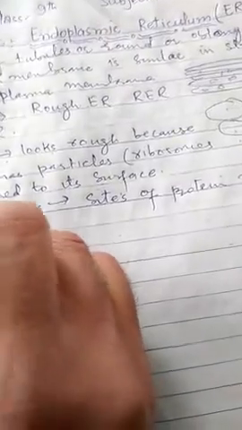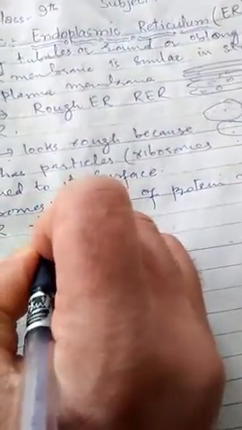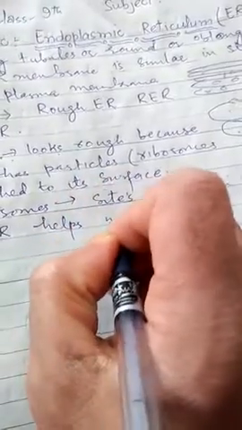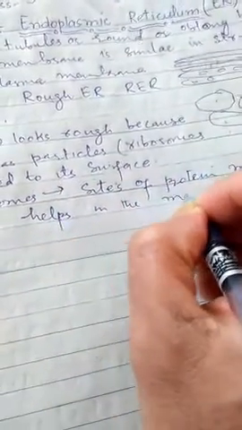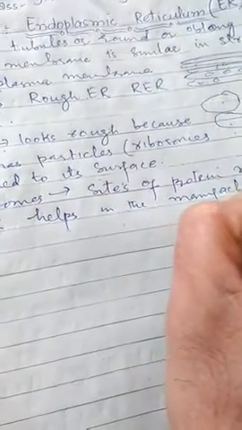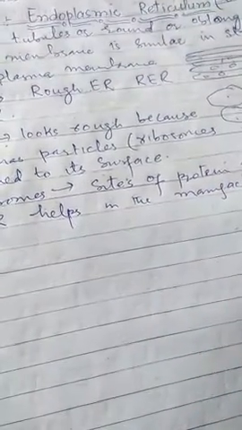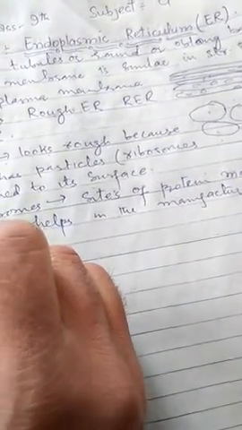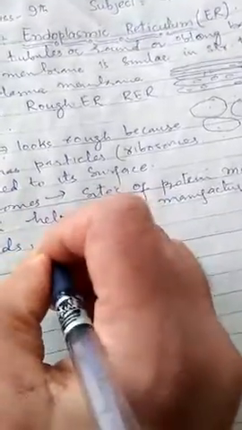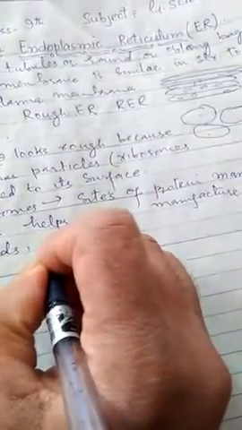Smooth endoplasmic reticulum helps in the manufacture of fat molecules, fats, lipids, which are important for cell function.